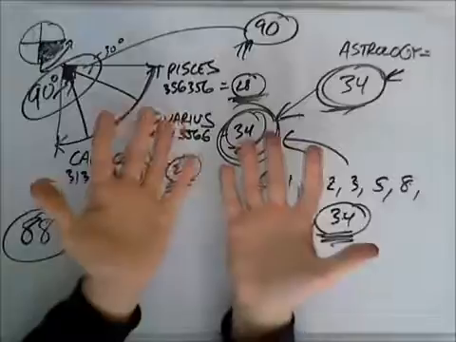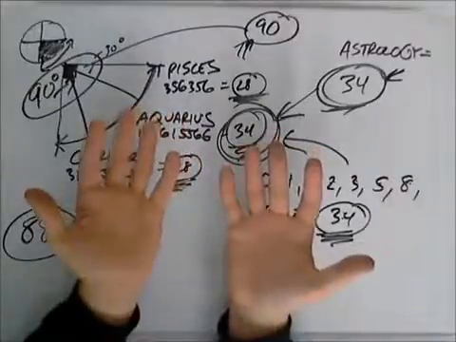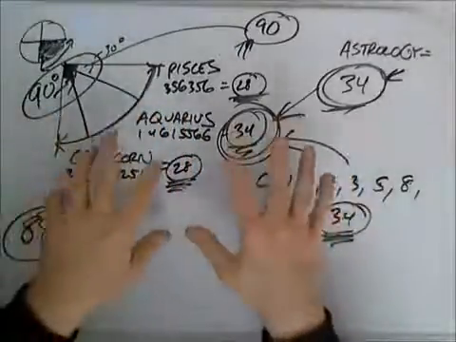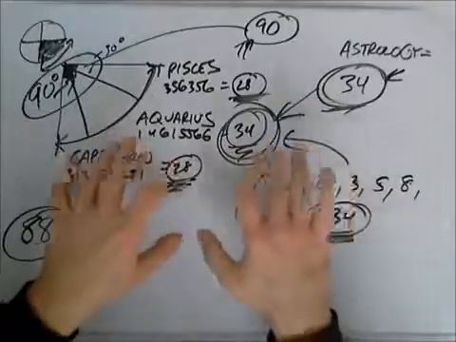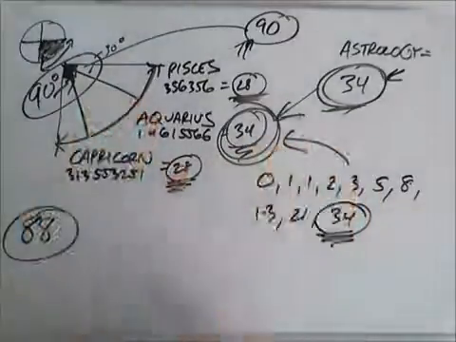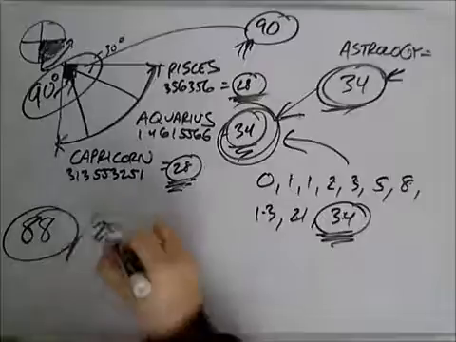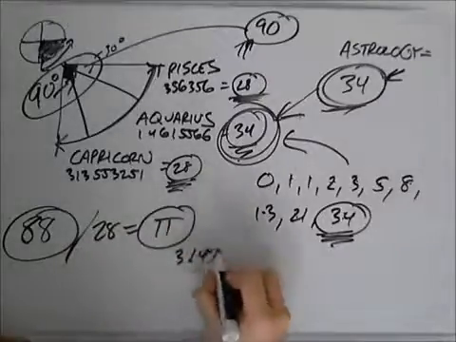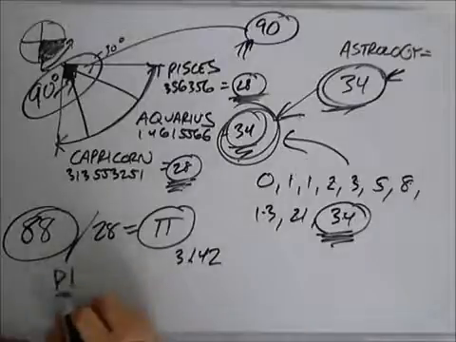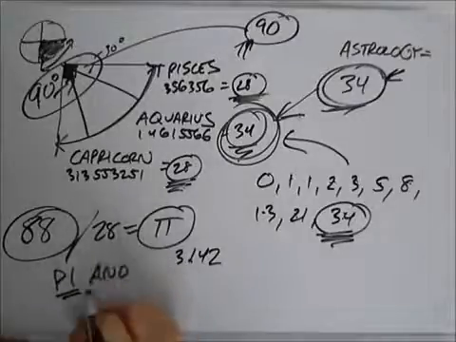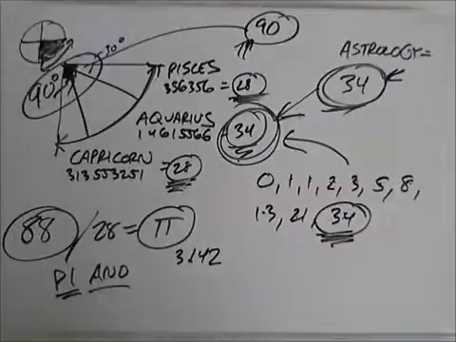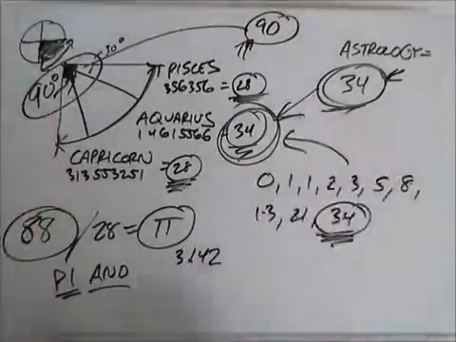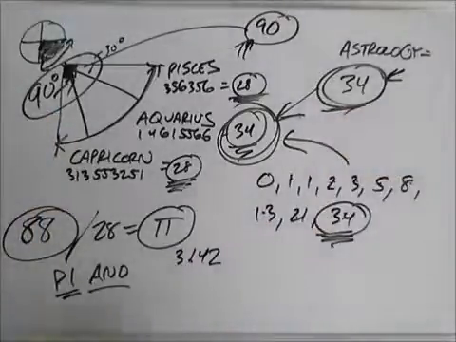You have 28 phalanges on your hands. So when you play a grand piano, you're dealing with two numbers, 88 keys and 28 phalanges. 88 divided by 28 is pi. It's 3.142, a close approximation of pi. So when you play the piano, you're basically making the music of the spheres.